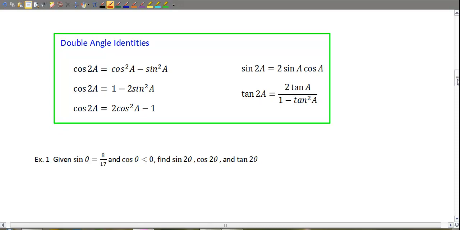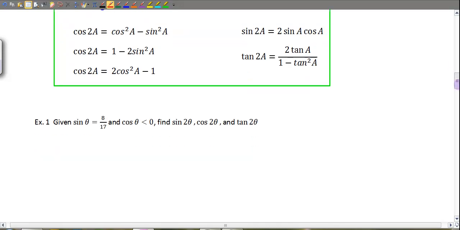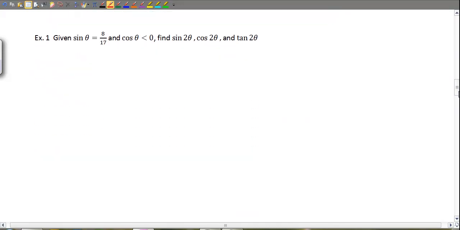So we're going to go ahead and look at this first example right here. This example is similar to the examples we've done in every other section, where we're given some value for sine or some trig value, and its other information is telling us what quadrant it's in. And since we're learning about double angles, we're going to try to find the sine, the cosine, and the tangent for 2 theta. Now notice that they gave me sine theta right here.